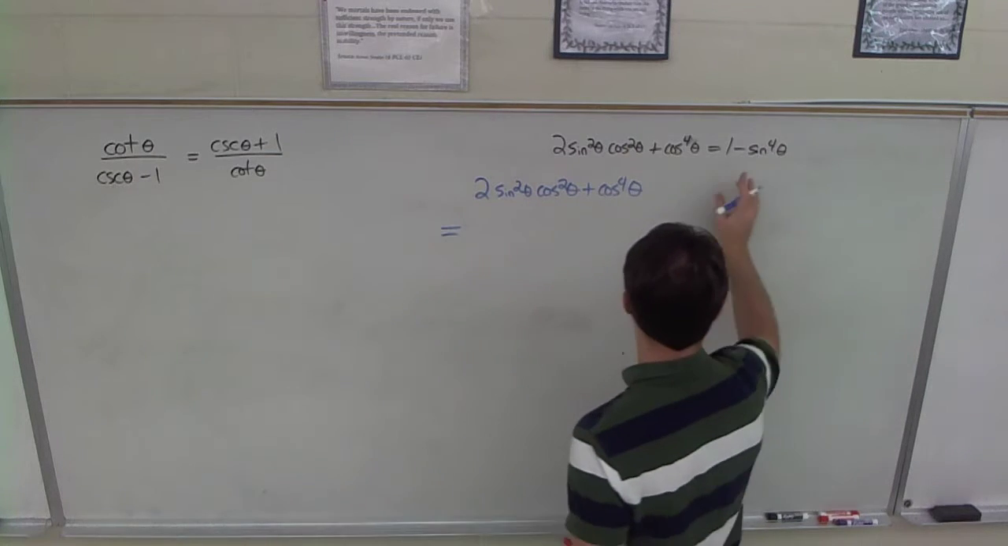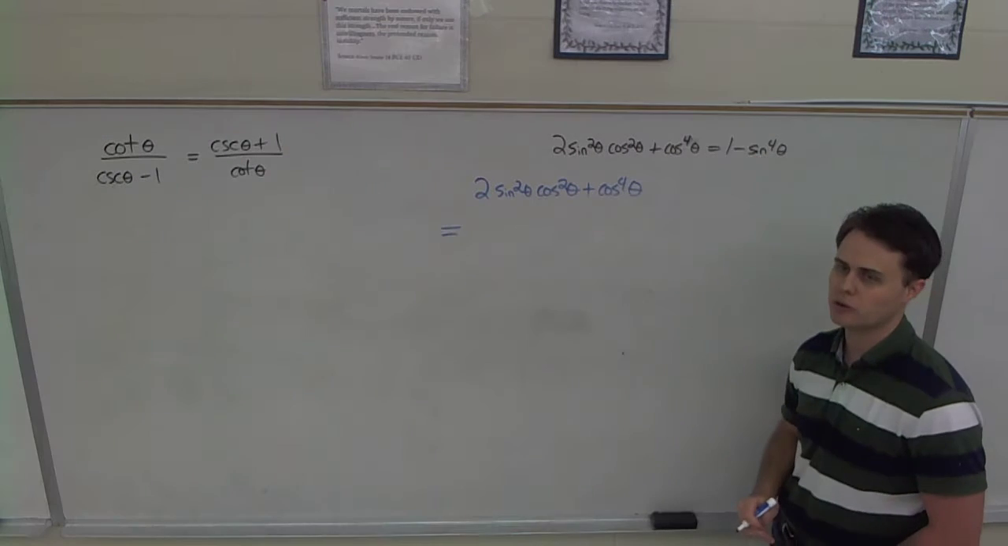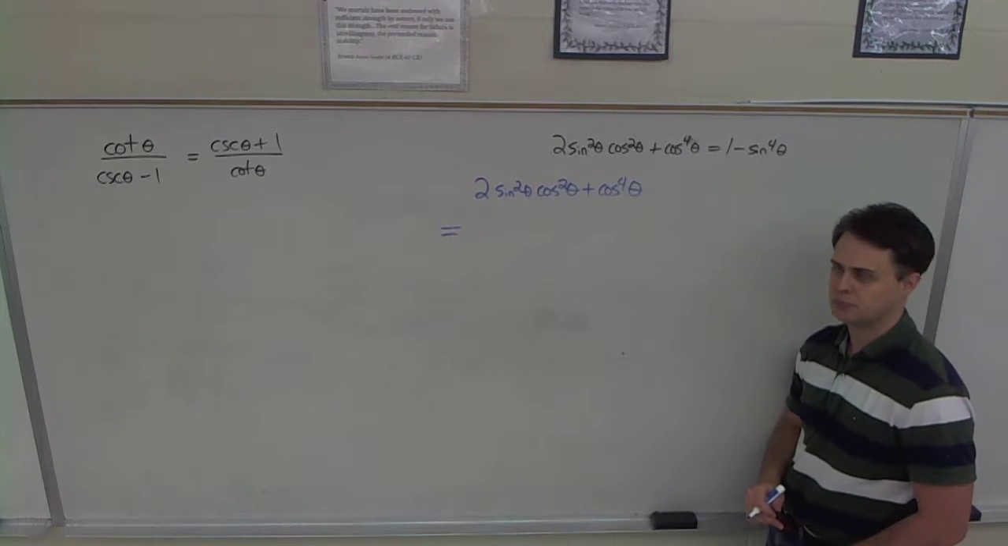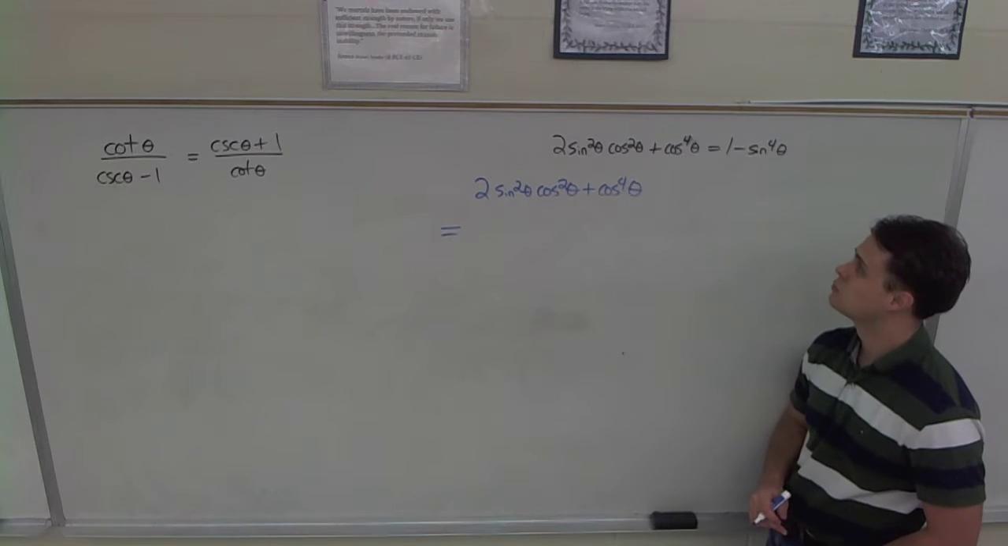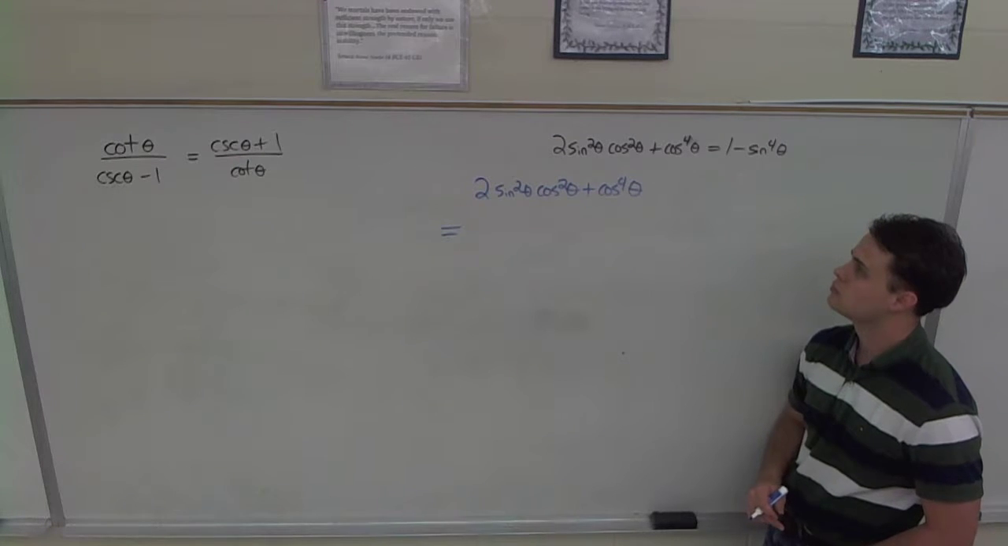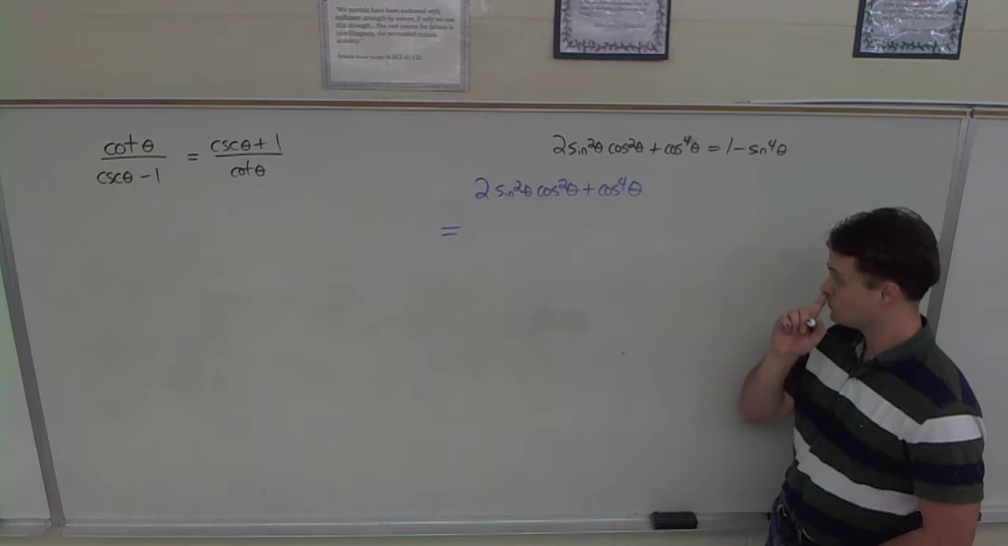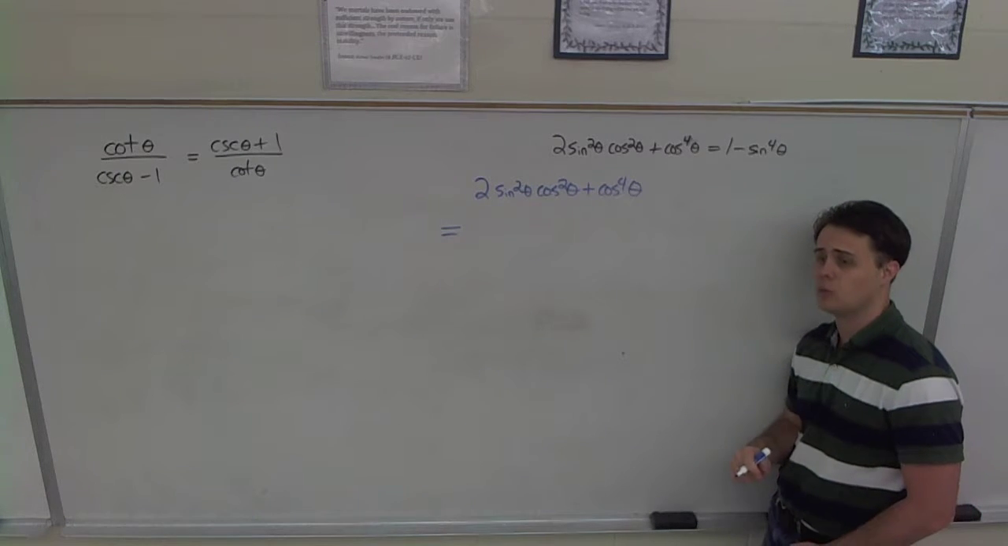So what can we do with that? We want to get to 1 minus sine to the 4th. What do you guys think? We have sine squared and cosine squared theta, and the number 2 is there, but that's also a thing. I just can't remember exactly. Think about your strategies. What can you do?